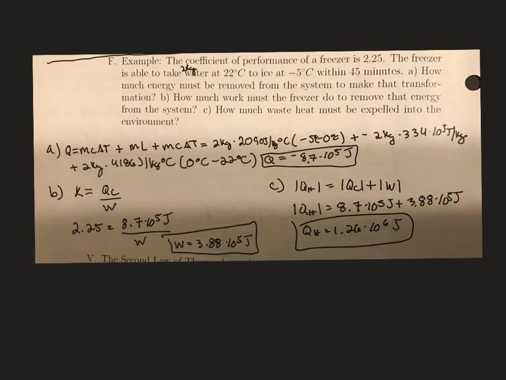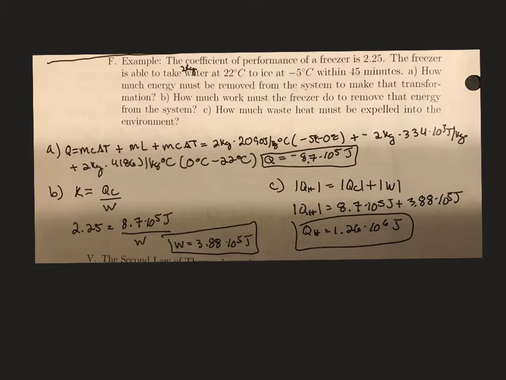In this example, we know that the coefficient of performance of a freezer is 2.25. The freezer is able to take 2 kilograms of water at 20 degrees Celsius to ice at minus 5 degrees Celsius within 45 minutes. We want to know how much energy must be removed from the system to make that transformation, how much work the freezer must do to remove that energy from the system, and how much waste heat must be expelled to the environment.